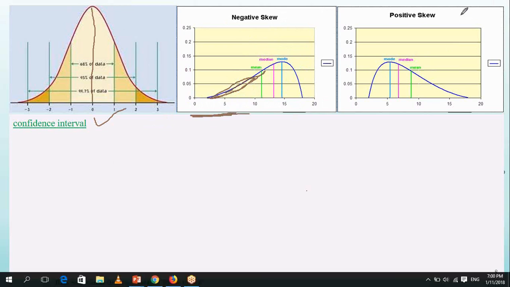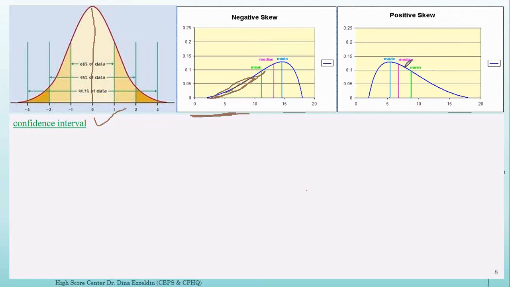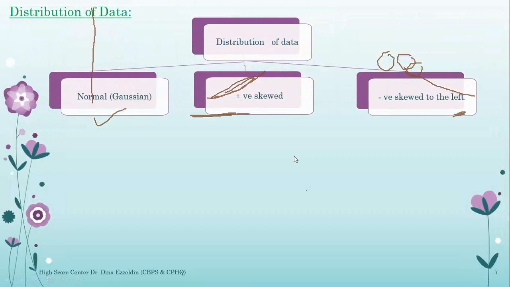Here the positive skew is the opposite. The sliding of the data is toward the bigger numbers, so it's a positive skew. Here we also find the median in the middle, and the mean is bigger than the median, which is bigger than the mode. This is the positive skew. So we will return to the previous slide.